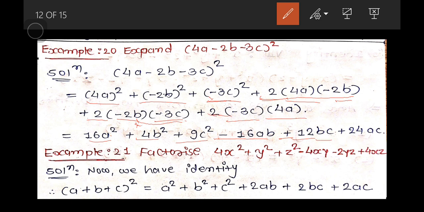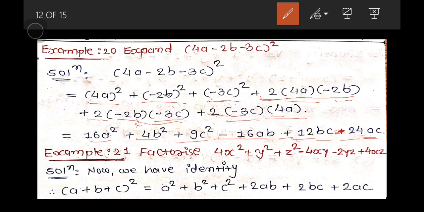2 into minus 3 into 4, that is 2 3s are 6 and 6 4s are 24, and here minus, so we put a minus sign here. We put a minus sign here, and for a, 24ac as it is.